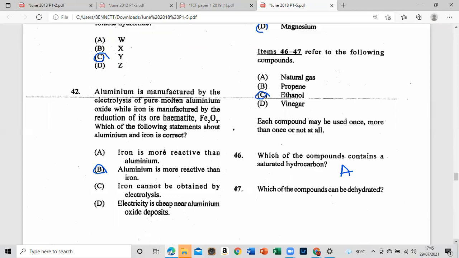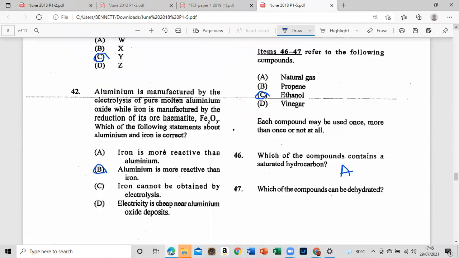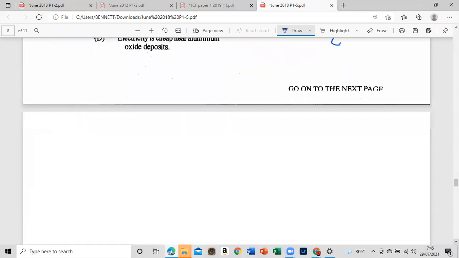All right. Oh, we didn't put the answer. Don't move so fast. Ethanol. Oh, I did circle it. But let me put here C. All right. 48.